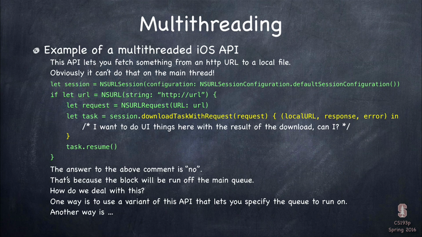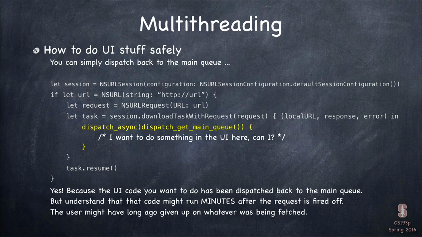Now inside this closure, you might want to do some UI things, like maybe you downloaded an image and you want to put it in the UI. But you can't put that code right inside here, because this closure is executed on a different thread and on a different queue than the main queue. So what you would have to do in here is the same thing you have to do with the dispatch underbar async, which is you have to wrap dispatch underbar async get main queue around it.